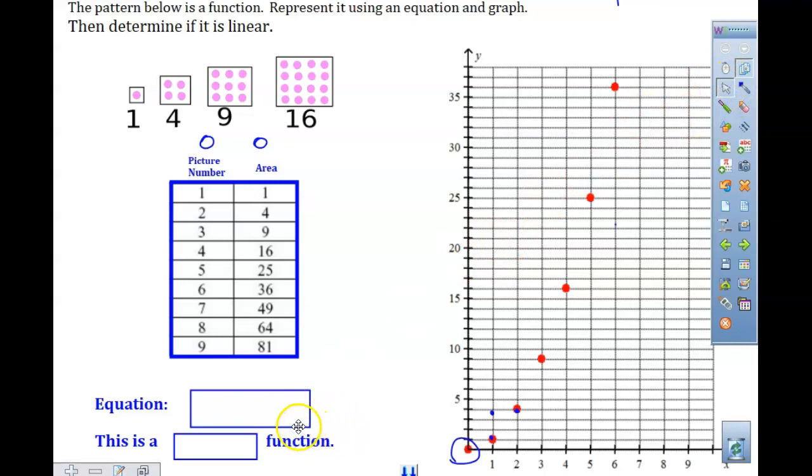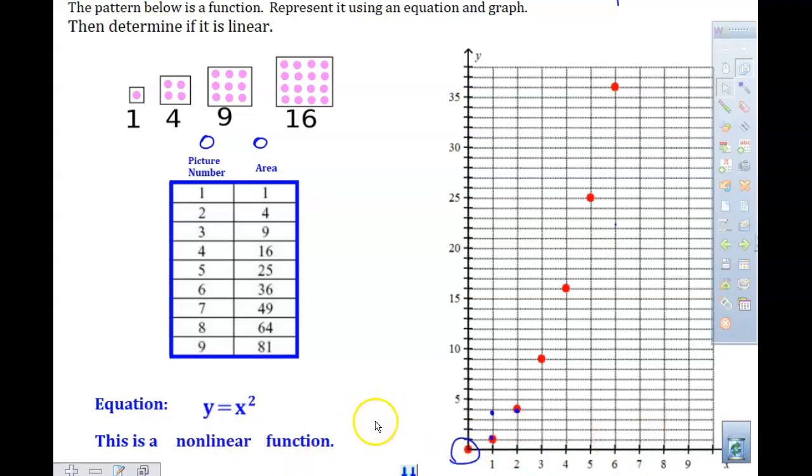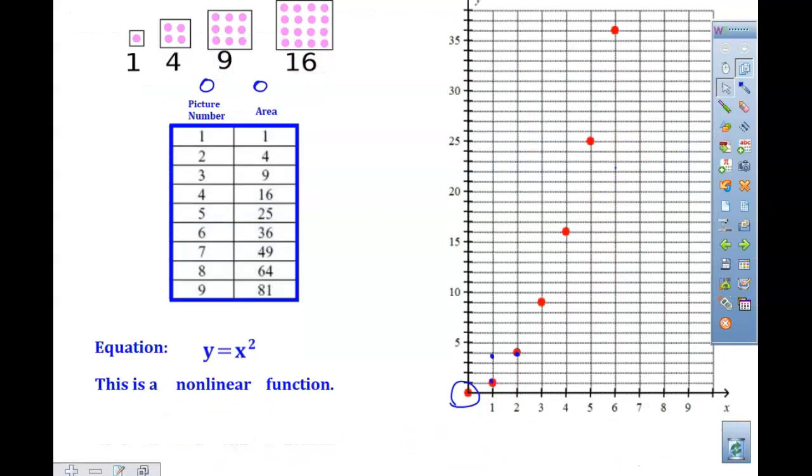Now it's not going to be in slope-intercept form, but like we looked at in our first lessons in B1, what are we doing to this first number to get the second? Each time you are squaring it, so if you didn't recognize that, y equals x squared. And this is definitely non-linear because it's x to the second, not a first power, and we can look at our graph and the graph curves, so that would also make it nonlinear.